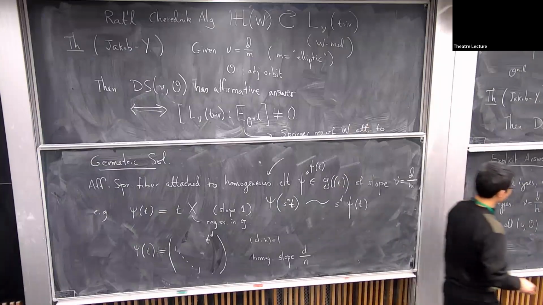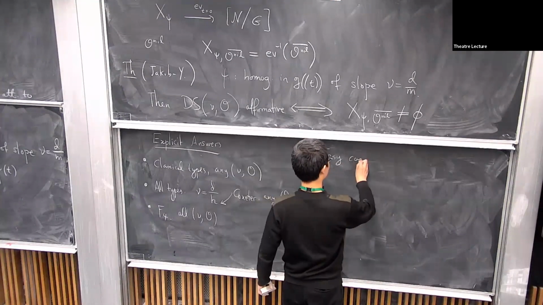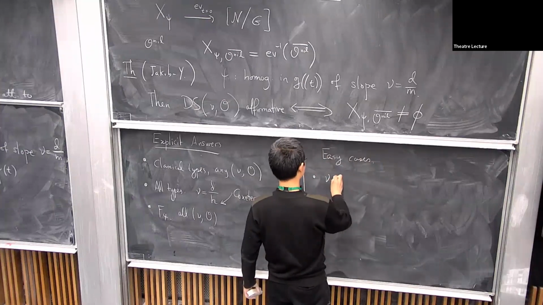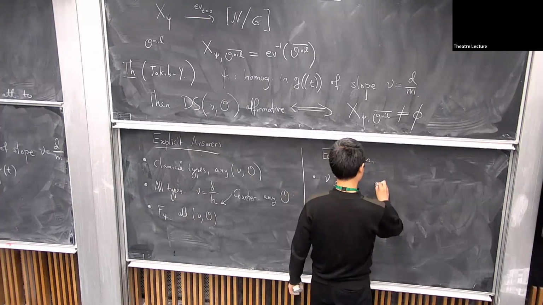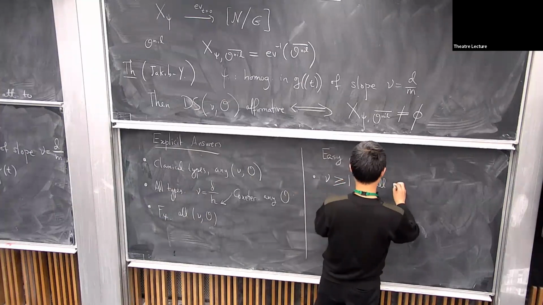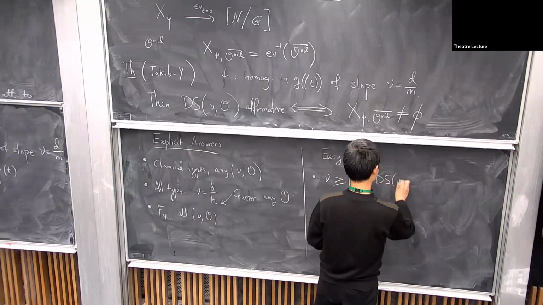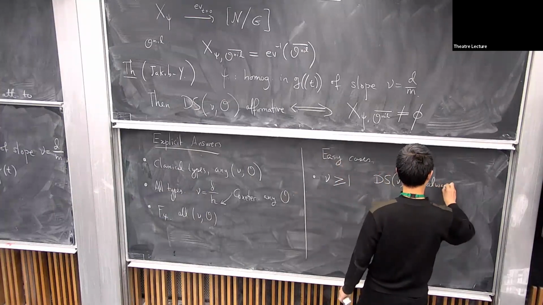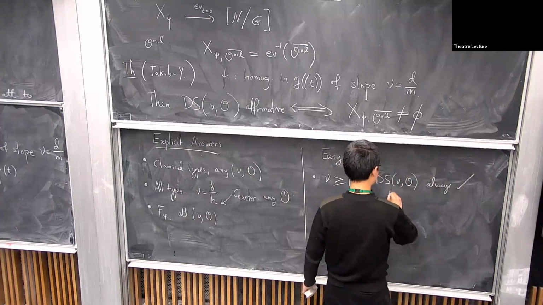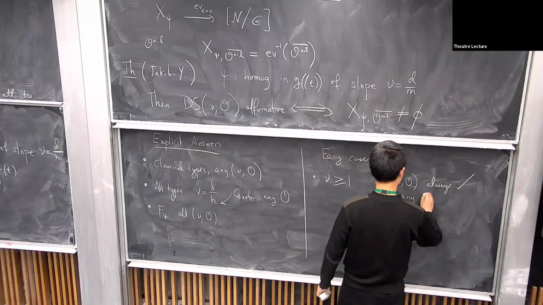Okay, so easy cases. If the slope is at least 1, then this Deligne-Simpson problem is always okay for any adjoint orbit.